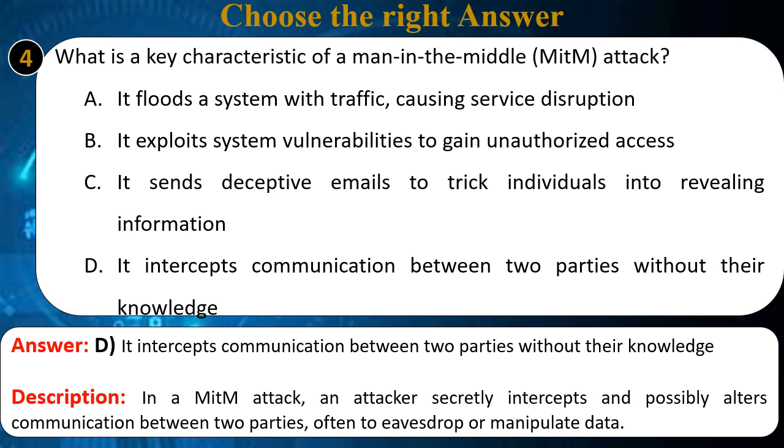Examples of MITM attacks: Wi-Fi eavesdropping. Attackers can set up fake Wi-Fi hotspots to trick users into connecting and then intercept their internet traffic. DNS spoofing. Attackers can manipulate domain name system (DNS) records to redirect users to malicious websites instead of their intended destinations. SSL/TLS hijacking. Attackers can exploit vulnerabilities in encryption protocols to decrypt secure communication channels.